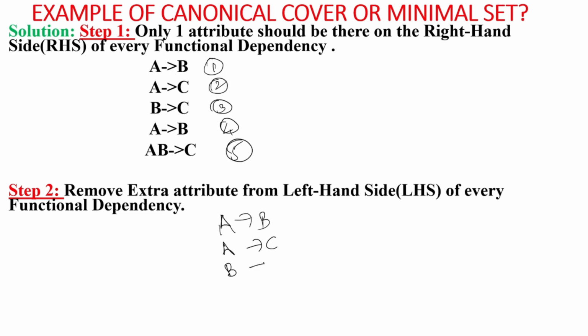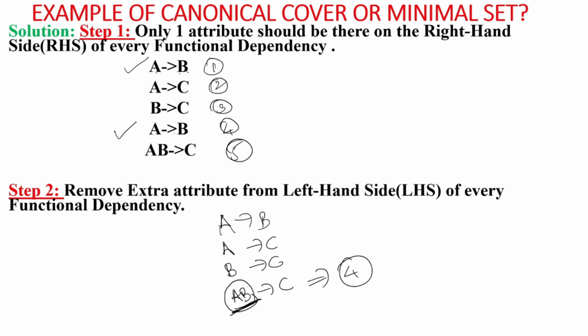Now B tends to C. Here also only one attribute is there on the left hand side, that is B. Keep it as it is. Now check the fourth FD, A tends to B. This FD is already there on the top. A tends to B we have already taken, right? So don't write it again. And then the last FD is AB tends to C. Here we have 2 attributes on the left hand side, that is AB. For this FD, we need to check whether A or B is extra. They might not be extra. You might have to write this FD as it is, but first we have to check whether A or B is extra or not.